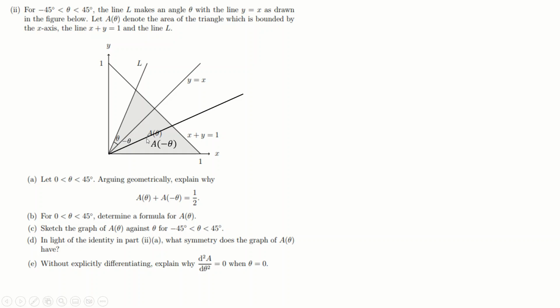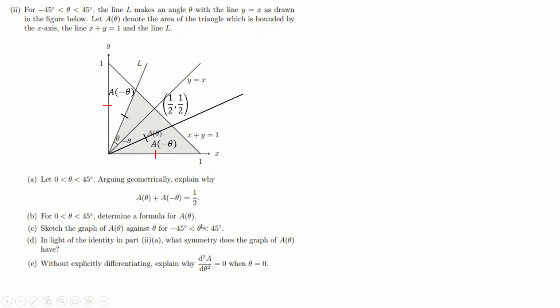So these two triangles are congruent. So these two lengths are congruent, and these two lengths are congruent because they're both side length 1. And finally, because this angle is 90, this angle is the same as this angle, which means this angle is the same as this one down here. So these two triangles are also congruent by side-angle, and this angle is the same as this angle. They're both 45 degrees. I've got more than enough to show that these two triangles are congruent. So this is A of minus theta. But that means that A of theta plus A of minus theta is just this area here, which is 1 times 1 times a half, which is a half. So I think I'm done there.